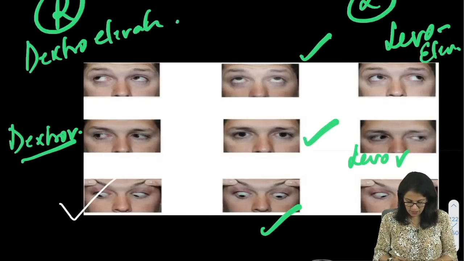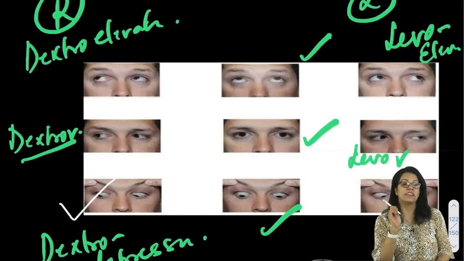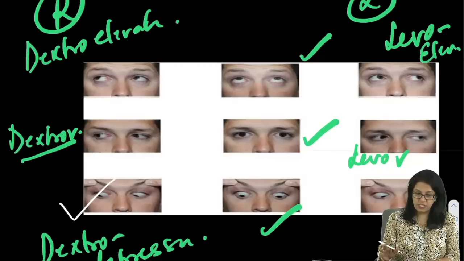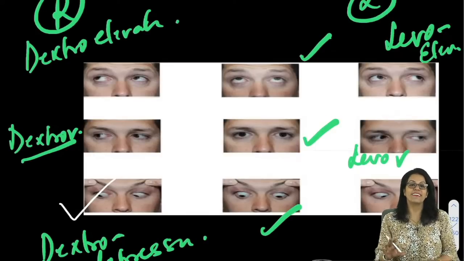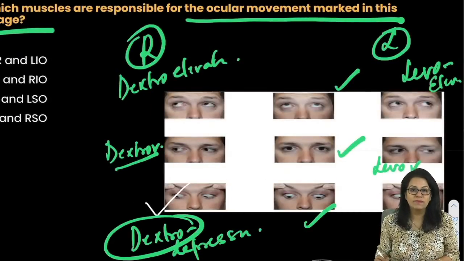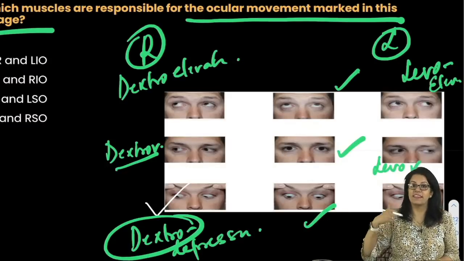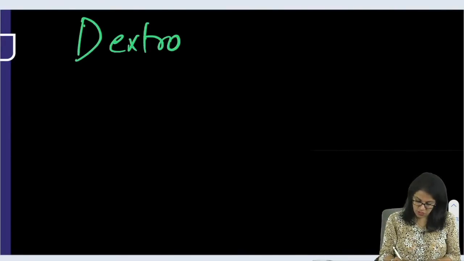So we have to answer for dextrodepression. I have explained in the earlier session in detail about the action of muscles. When I say depression, what are the muscles which depress? Inferior rectus, superior oblique. Dextro, which eye is outward in dextro? Right eye. In the outward eye, which is the sole action of elevation and depression? Rectus. So easy. So this is how you will know. Dextrodepression is the gaze they are asking.